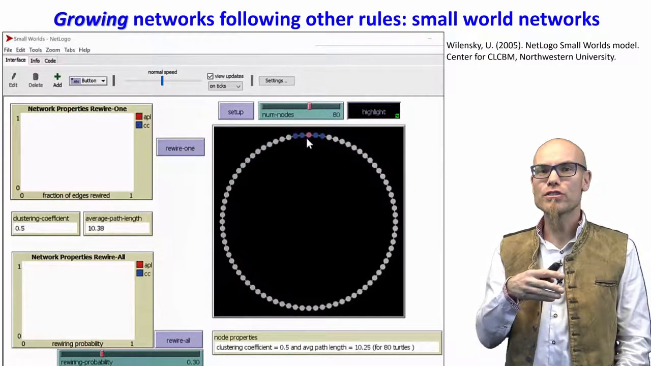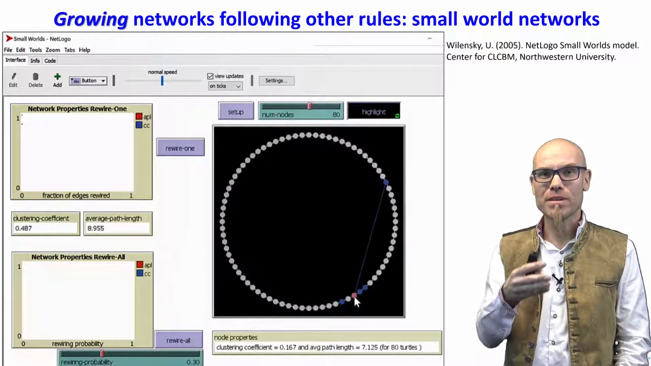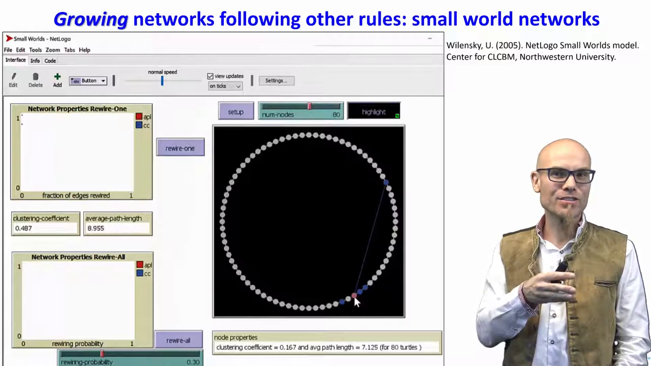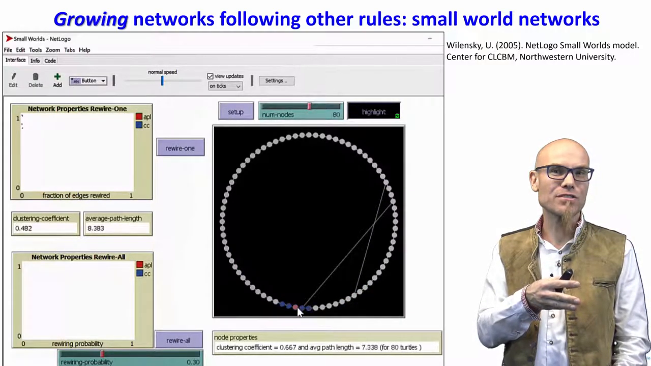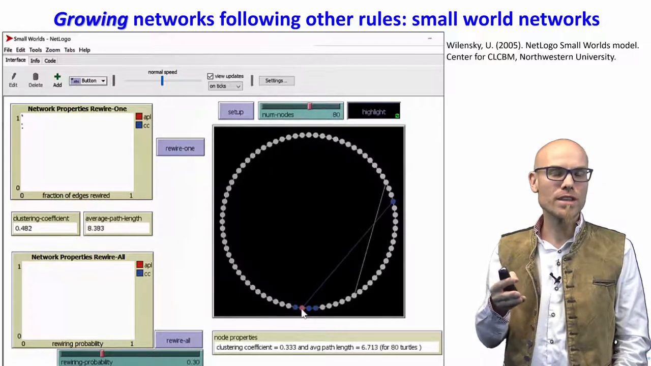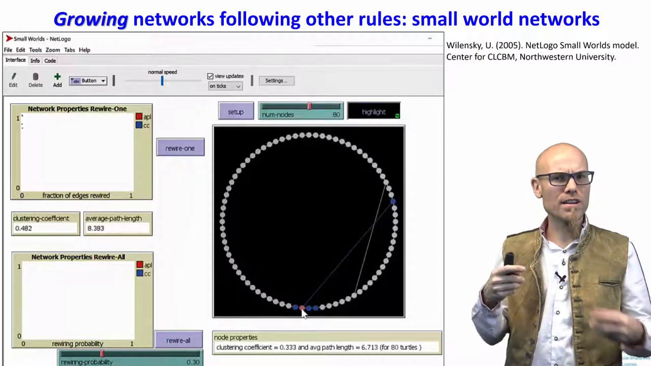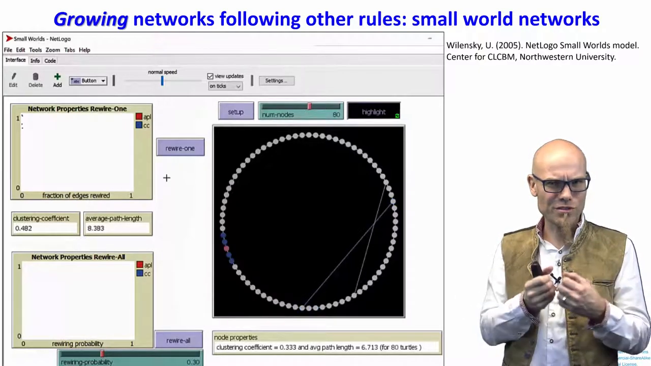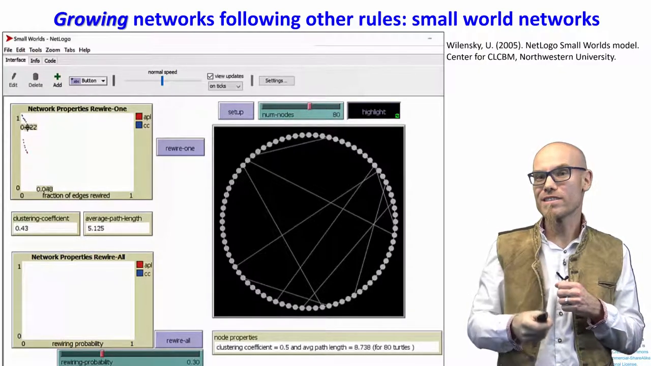But what I do now is I throw a link at random over here, rewire them. So for example, here the one next to the red node got reconnected. Here the second one next to the red node got reconnected to the other side. That decreases my local clustering. I'm not so close anymore to the ones next to me, and I reach out to somebody across the aisle.